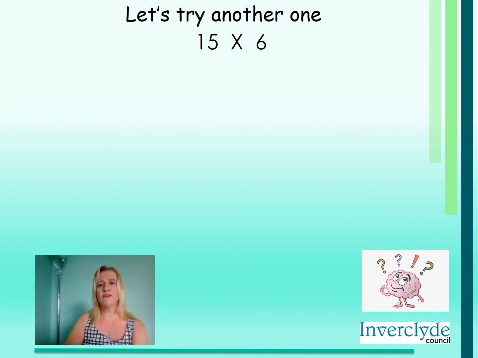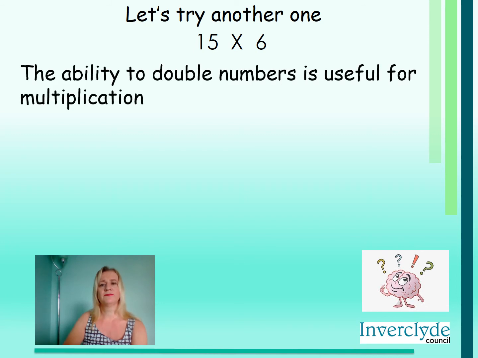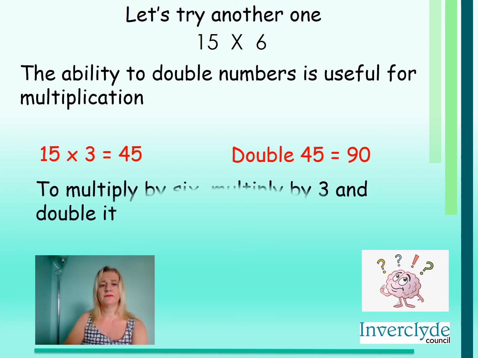I might be better at remembering the facts of the 3 times table, so I would use that knowledge to help me with the 6 times table. I know that 15 times 3 is 45. So all I need to do now is to double that answer, and double 45 is 90. So to multiply by 6, the rule would be multiply it by 3 and double your answer.